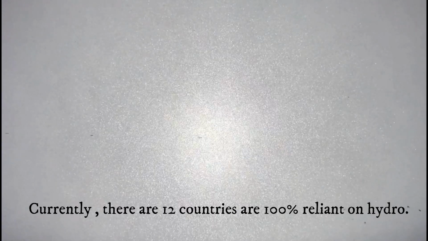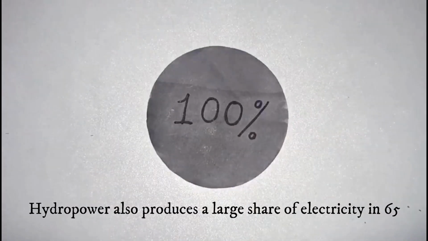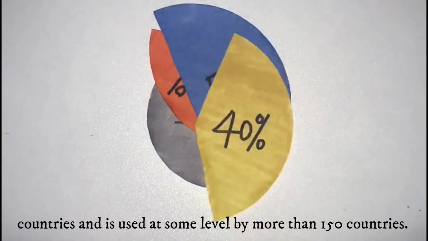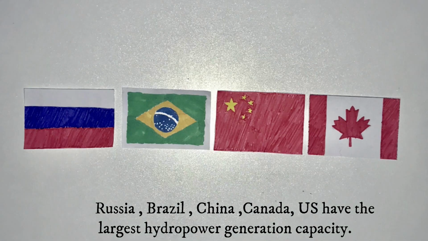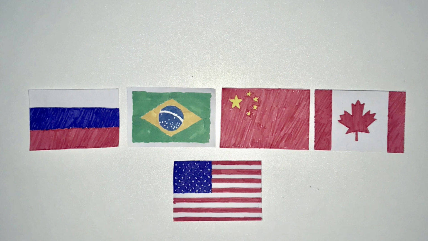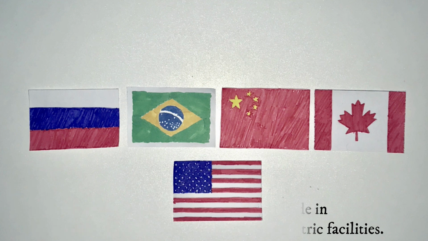Currently, there are 12 countries that are 100% reliant on hydropower, and it also produces a large share of electricity in 65 countries and is used at some level by more than 150 countries. Russia, Brazil, China, Canada, and the United States have the largest hydropower generation capacity. In the United States especially, more than 60% of the electricity made in Washington State is produced by hydroelectric facilities.